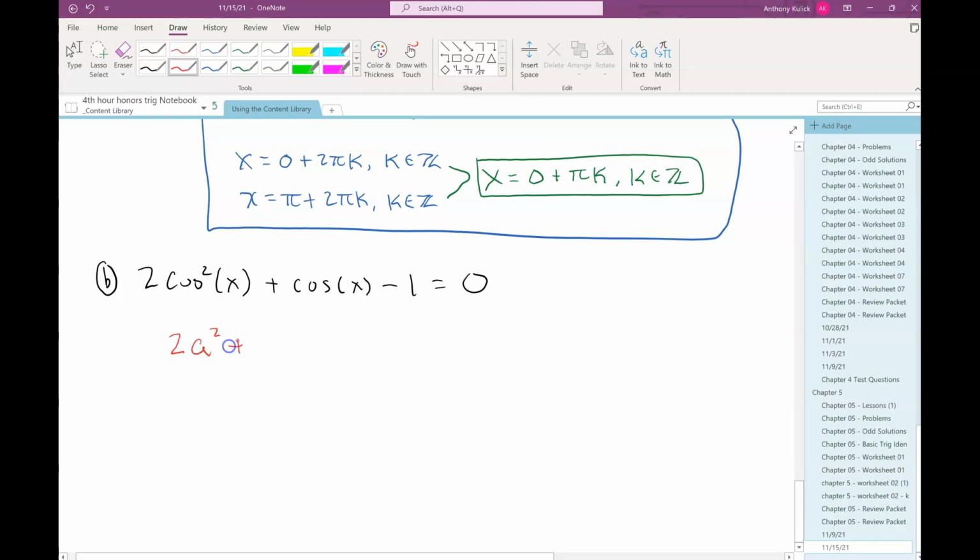But what if we had written it instead of with cosines? What if we had just written it with a's there as our variable? Cosine x is just a, right? Would you know what to do to solve something like 2a squared plus a minus 1? You should recognize that equation from last year. What kind of an equation is that? Quadratic. How do we solve quadratic equations? Factor or quadratic formula. Yeah, those are the two ways primarily that we would solve a quadratic equation.